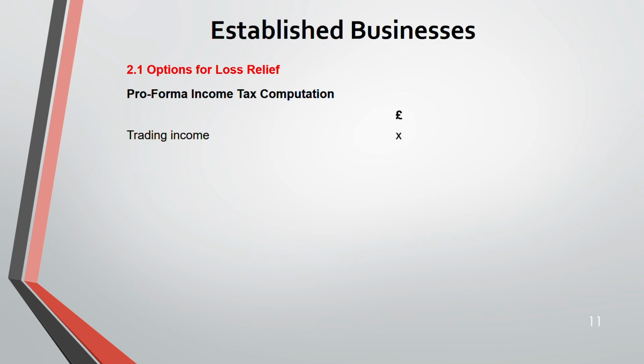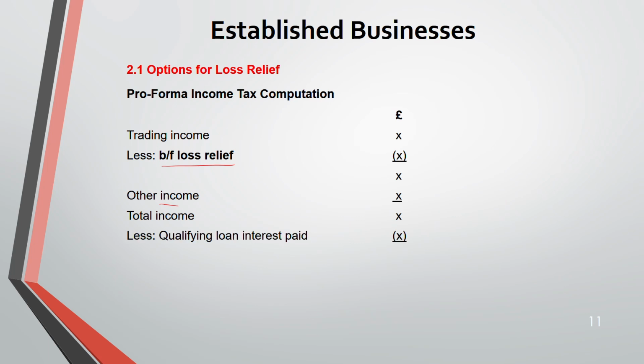So you start with trading income, deduct the brought forward loss relief and add other income. Remember, this brought forward loss relief, first deduct from trading income, then add other income. Okay, do not add other income with trading income and then deduct. No, first from trading income, then add other income. That's your total income. Then deduct qualifying loan interest paid. This part we have covered in the previous lecture.